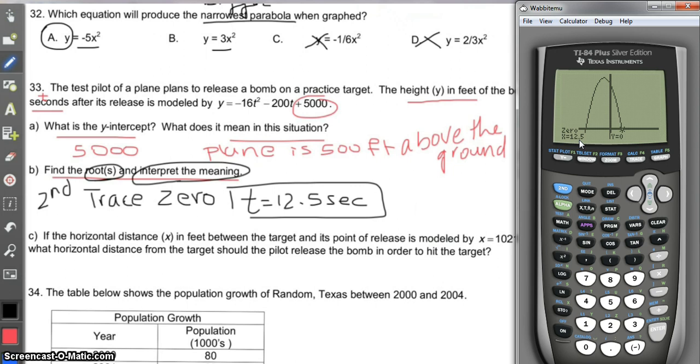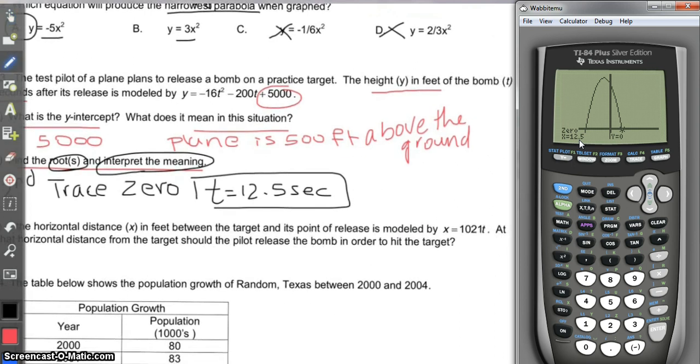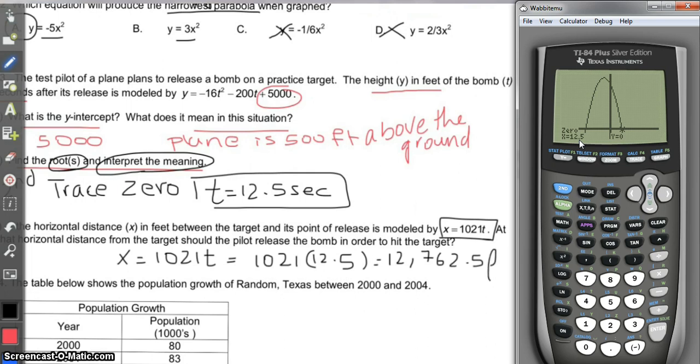Now, they want the horizontal distance, and as you can see, the equation is x equals 1021t. What they mean by horizontal distance is how far from the target he should be when he releases it. Now 1021, and the t means it takes 12.5 seconds, so you just plug it in. And if you do it on the calculator, you're going to get 12,762.5. And it's very important to say that this is going to be feet, since they told you that the x is in feet.